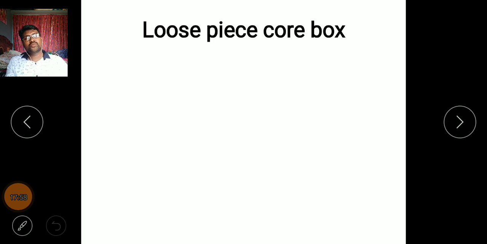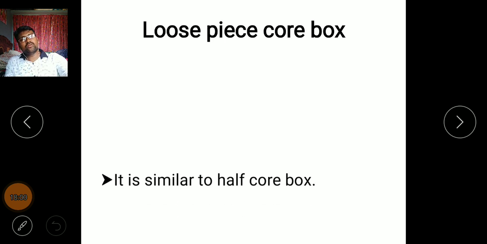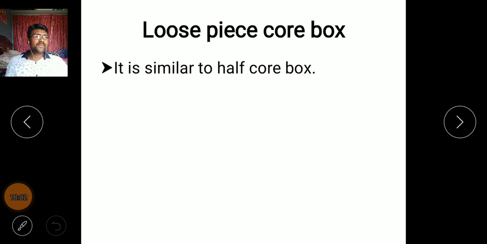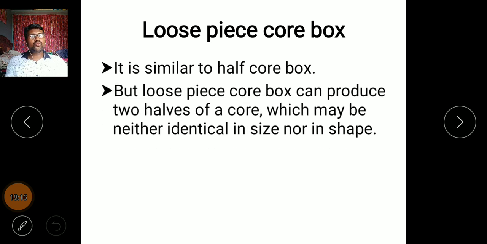Next, loose piece core box. Suppose we have to prepare a core with some complex geometries. We use the loose piece core box. It is similar to the split core box, but a loose piece core box can produce two halves of a core, which may be neither identical in size nor in shape.